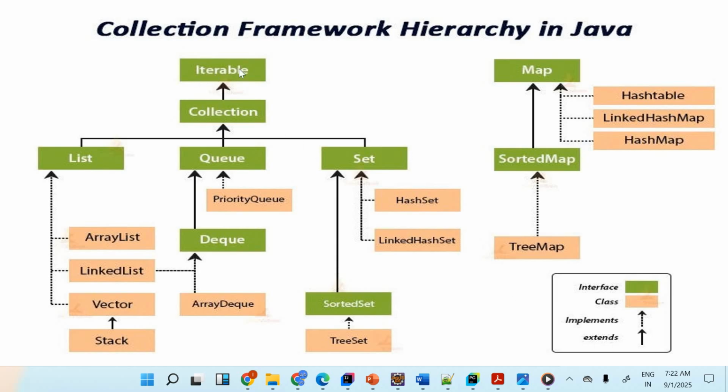You can see here Iterable and Collection. Collection just extends Iterable, because an interface always extends. Iterable, Collection, List, Queue, Set, Deque and SortedSet are all interfaces, whichever come in green, and whichever come in pink are classes. Iterable is one of the parent interfaces. Collection extends Iterable, and Queue, List and Set extend Collection.